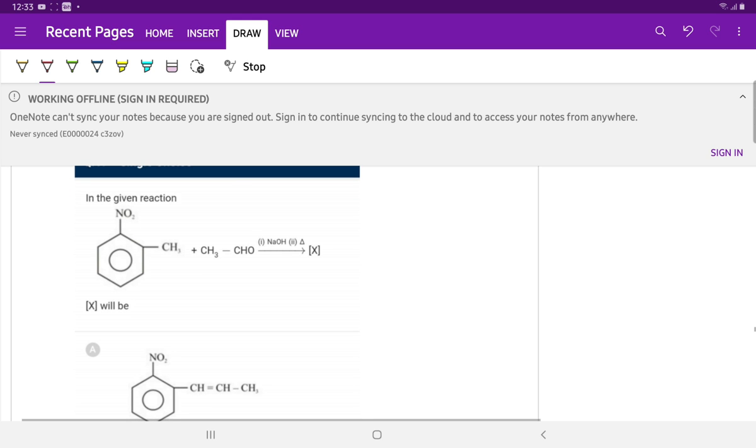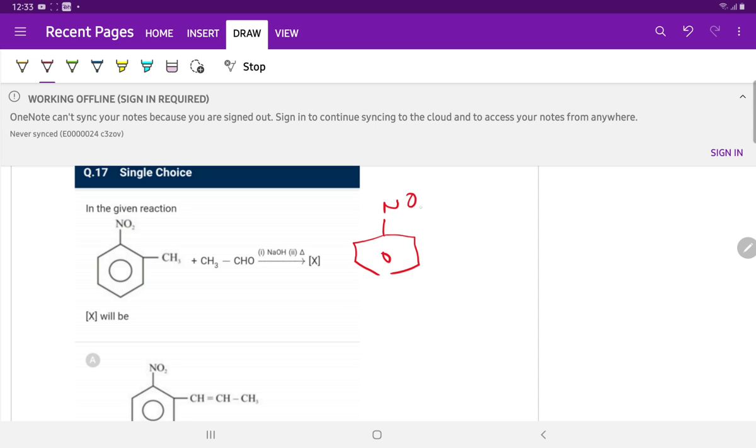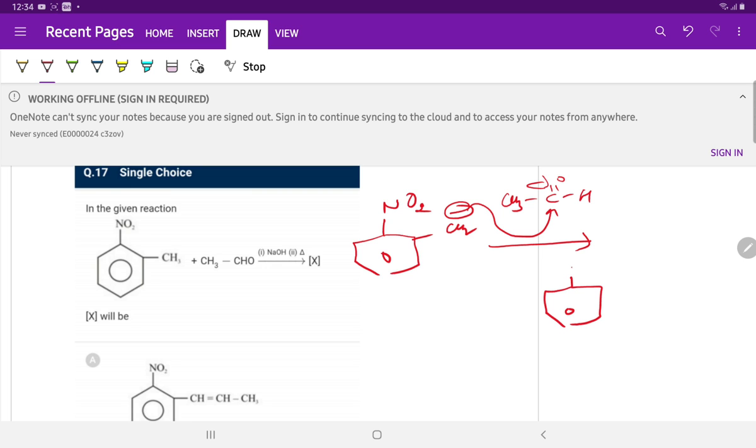2-methyl nitrobenzene reacts with acetaldehyde in the presence of NaOH. When this reactant reacts with NaOH, there is an acid-base reaction and the resulting carbanion will attack the carbonyl carbon of acetaldehyde. So the product is CH2, CHOH and CH3.